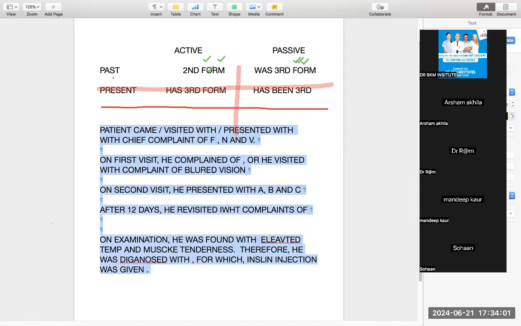Sir, when we are writing the first visit or second visit, do we have to write the name of the person, or can we directly write he or she complained of that? He or she can directly be written, not a problem at all. Okay, sir. Thank you.